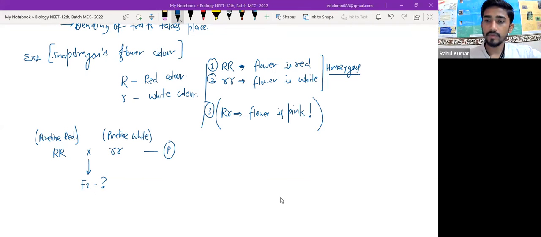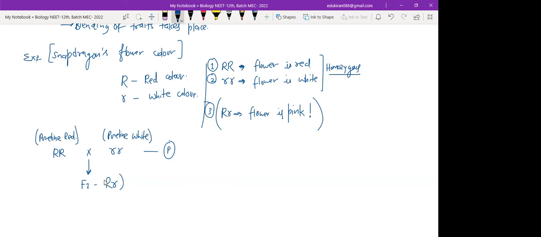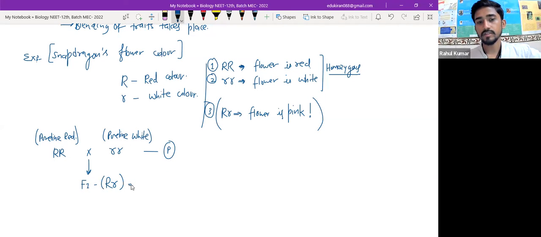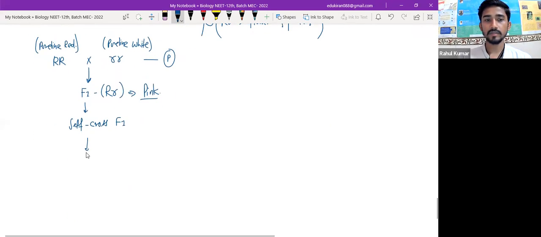So if you make the cross, you will realize that in the F1 generation, all the progenies will have capital R and small r, correct? Yes, sir. This will be the genotype in F1 progenies, and all will be pink in color. Nothing like the parent, correct? No red, no white. If we go beyond F1 and self-cross F1 to get the F2 generation, now tell me, what will be the genotypic ratio and phenotypic ratio in F2?